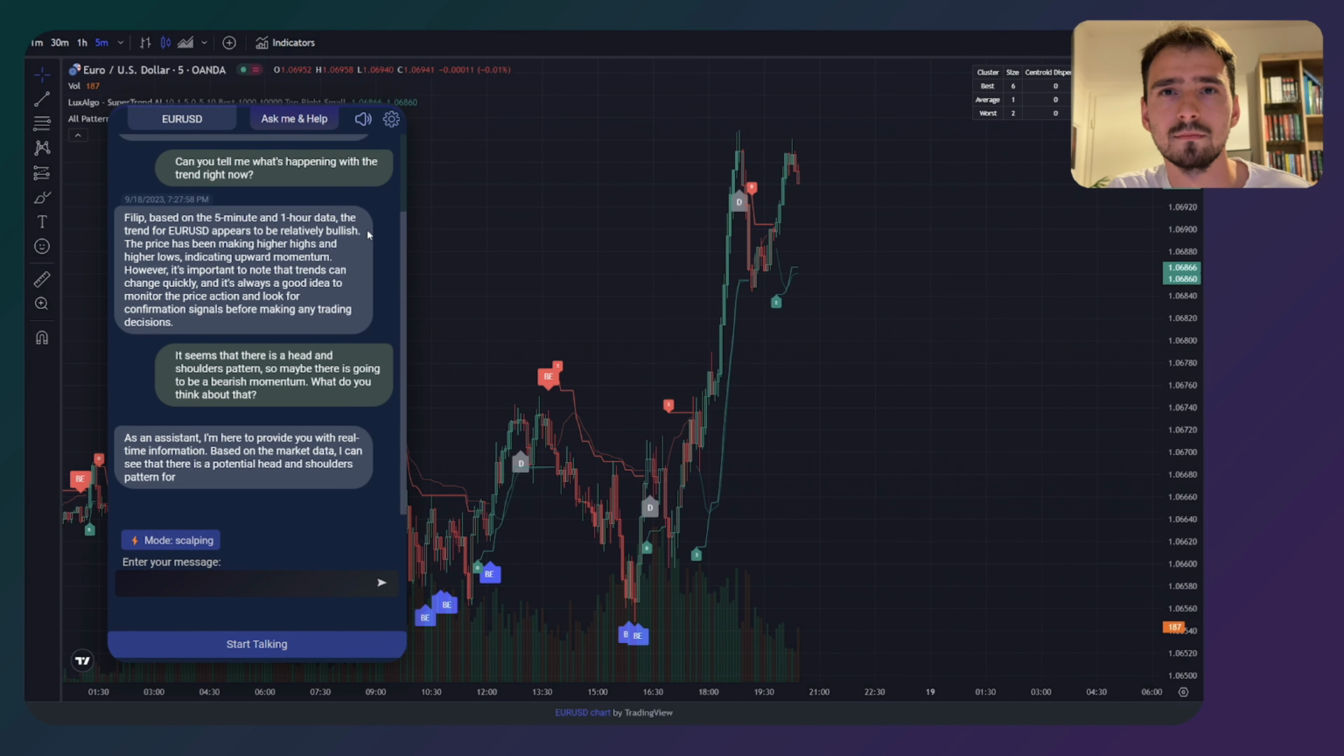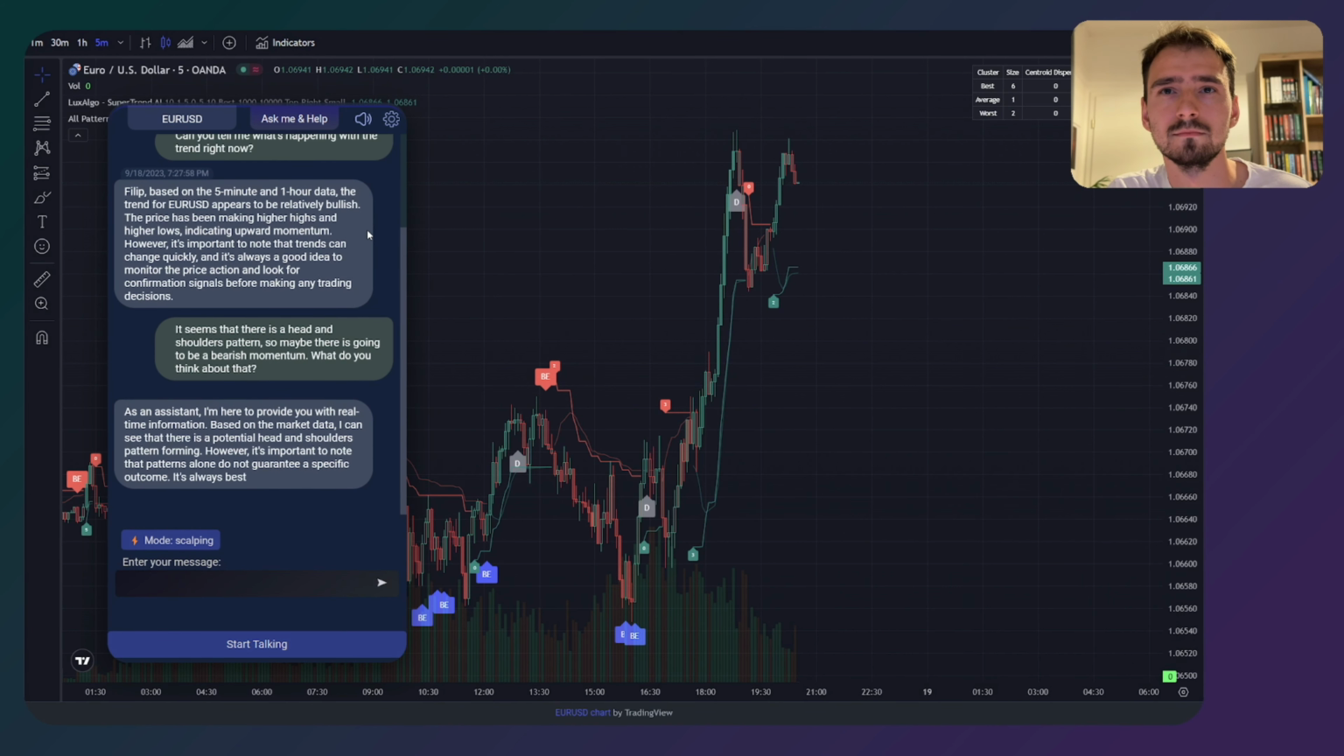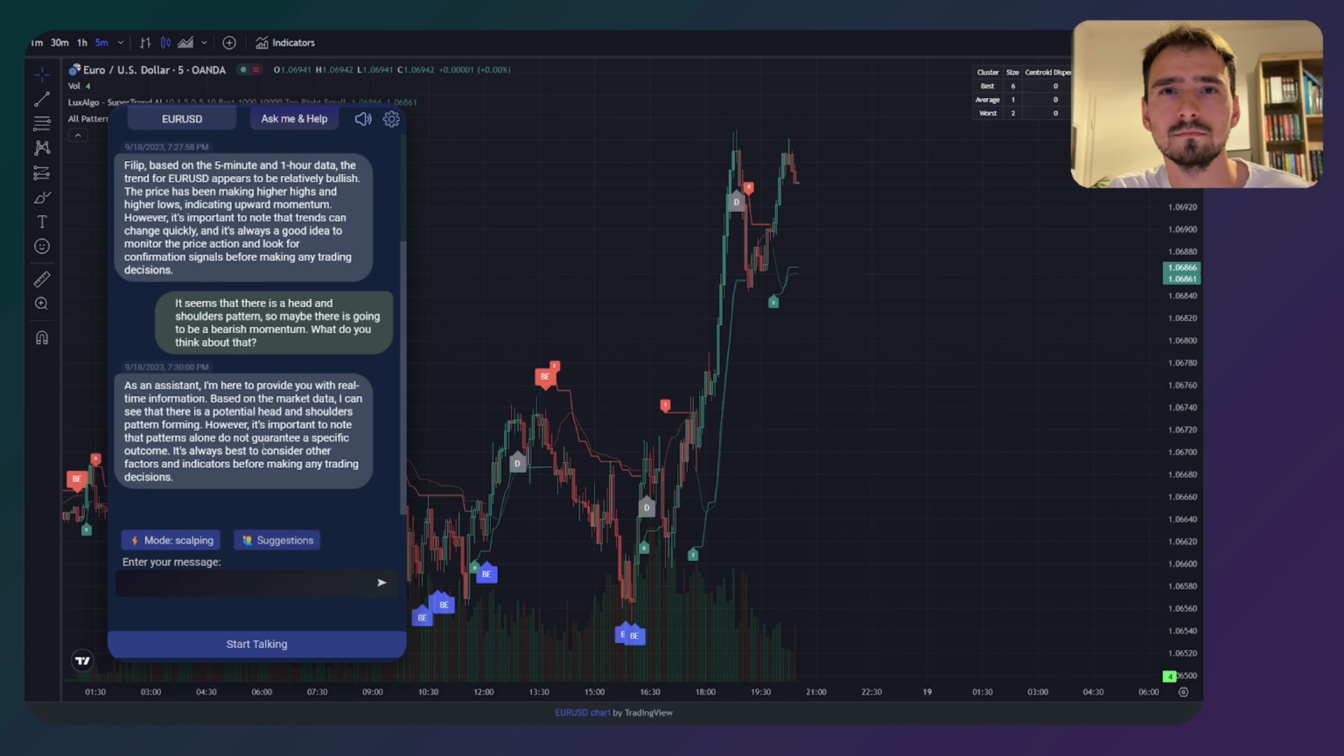Based on the market data, I can see that there is a potential head and shoulders pattern forming. However, it's important to note that patterns alone do not guarantee a specific outcome.